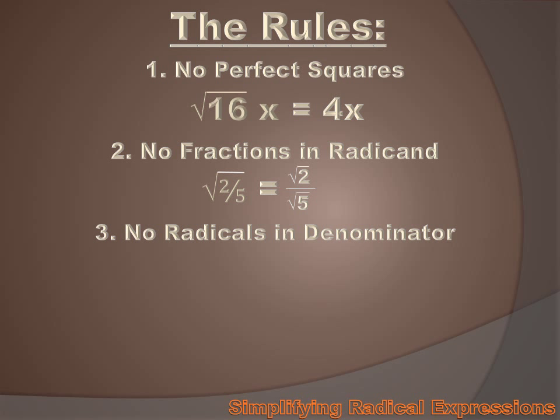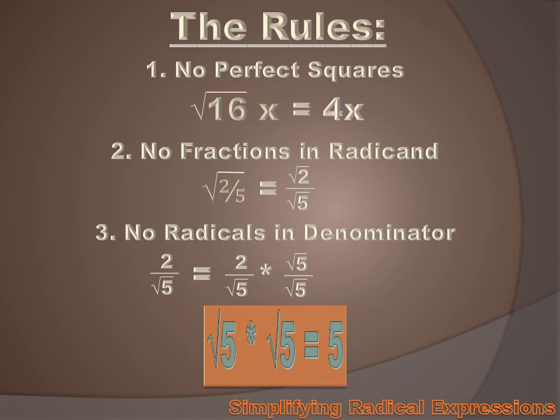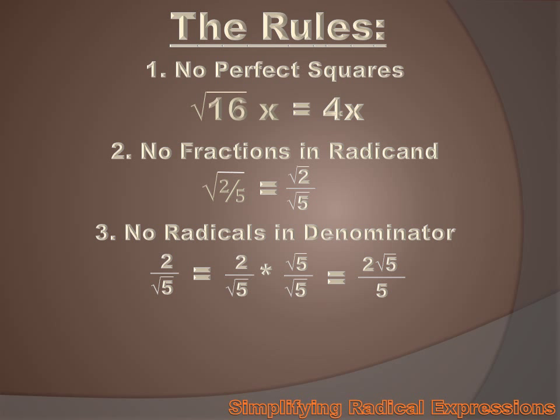Rule number 3. There can be no radicals in your denominator when you finish simplifying a radical expression. If I had the radical expression 2 over the square root of 5, I'd need to get rid of that square root of 5 in the denominator. And how can I do that? Well, hopefully you remember that the square root of 5 times the square root of 5 equals 5. So if I multiplied that square root of 5 by the square root of 5, I'd get rid of the radical in the denominator. Now, I'd also have to multiply the numerator by the square root of 5. And when I got done, I'd have 2 times the square root of 5 divided by 5.